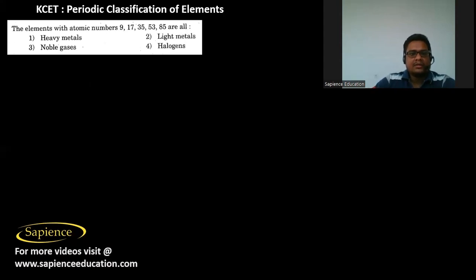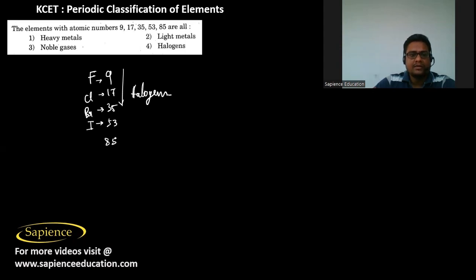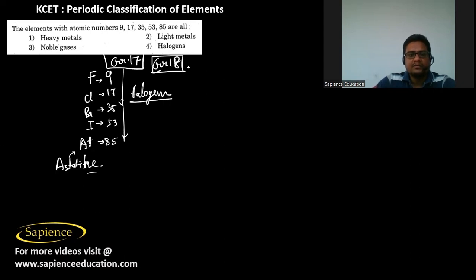Then the elements with atomic numbers 9, 17, 35, 53, 85, these all are the halogens. Atomic number 9 is fluorine, 17 is chlorine, 35 is bromine, 53 is iodine, and atomic number 85 is At, which is called astatine. So all these are halogens, which form the group number 17 elements. They are just before group number 18, since group 18 forms the noble gases or the inert gases. So option 4 is the correct answer.